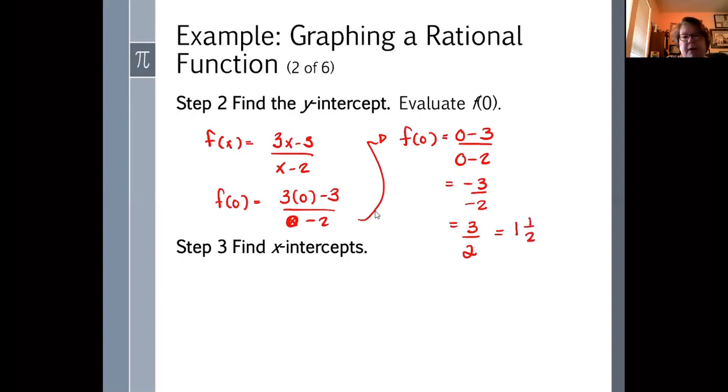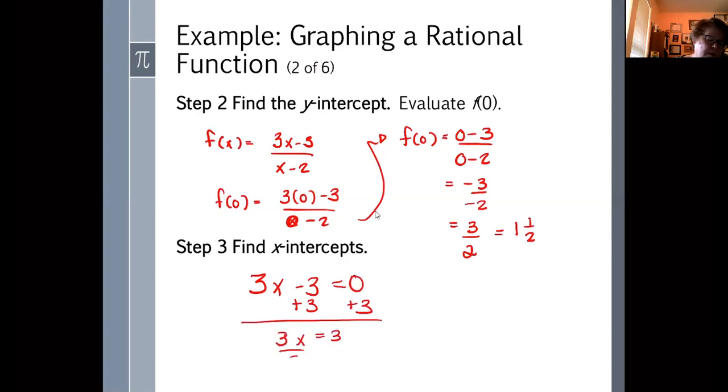All right, now we're going to find the x-intercepts. And to find the x-intercepts, I'm going to set the numerator equal to 0. Again, the denominator cannot equal 0. So we set the numerator equal to 0 to determine any x-intercepts. So 3x minus 3 equals 0. I'm going to add 3 to both sides. Divide by 3, and I get x is 1. So it does have an x-intercept at the number 1.